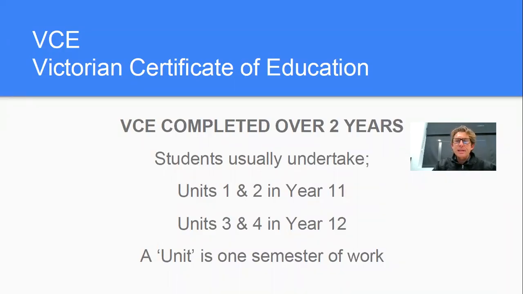Just quickly with the VCE, it's completed over 2 years. We usually undertake Unit 1 and 2 in Year 11 and 3 and 4 in Year 12. I'll talk about the fact there are some accelerated units available as well. A unit is pretty much what we call a semester of work.